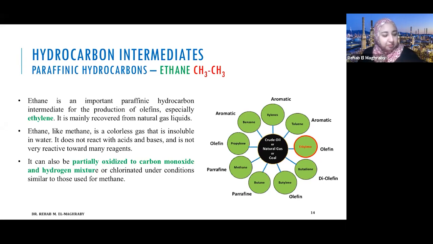Also, ethane can be used as a fuel, because it is one of the components of natural gas. The natural gas contains some ethane. And it can be used to produce syngas, which is a carbon monoxide and hydrogen mixture. We talked about syngas, CO and hydrogen, the one I showed you.